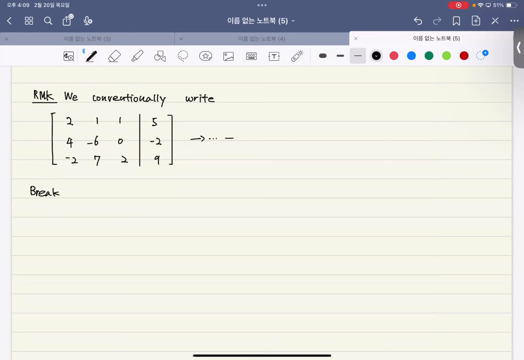After a bunch of applications of Gaussian elimination, sometimes this is called the augmented matrix. Sorry, I will introduce matrix a little bit later.